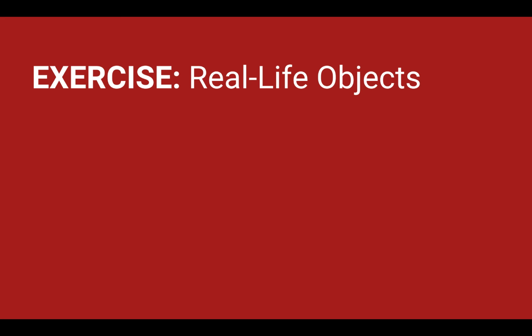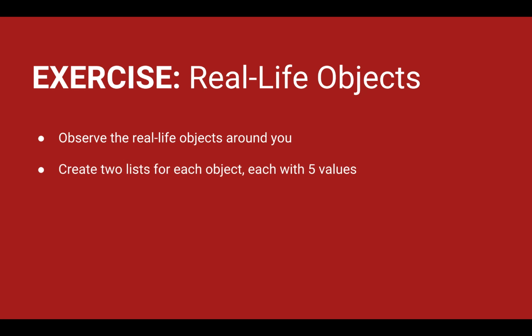I want you to do this. I want you to pick 3 objects around you. You can observe the real-life objects that are currently surrounding you and just pick 3 of them. For each of those objects, I want you to create 2 lists, each with 5 values. And I recommend writing this down. It'll make the process a little bit more effective. So 2 lists for each object.